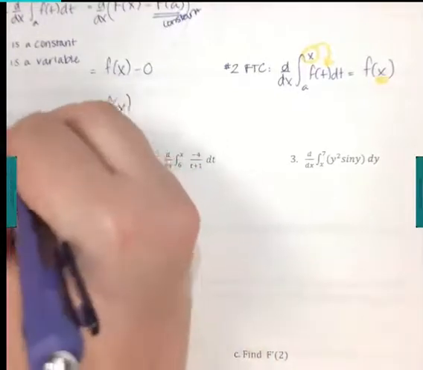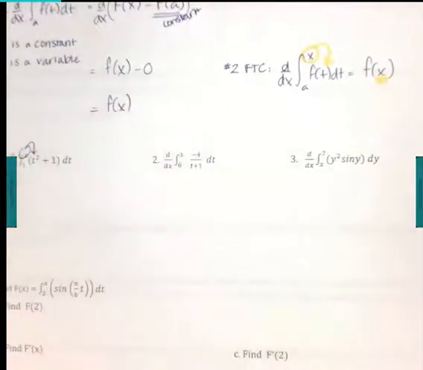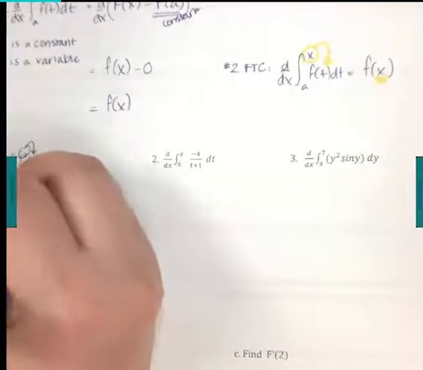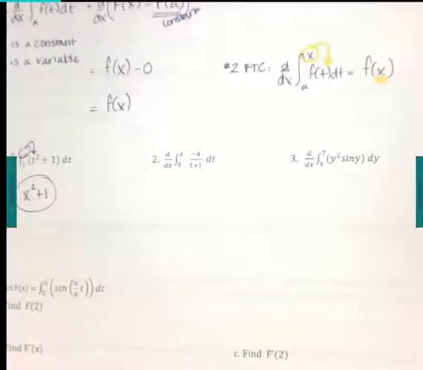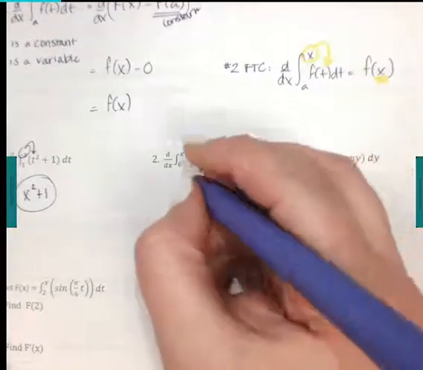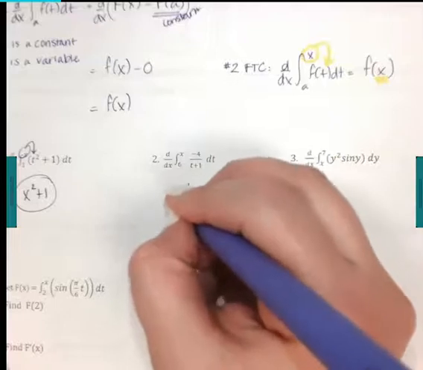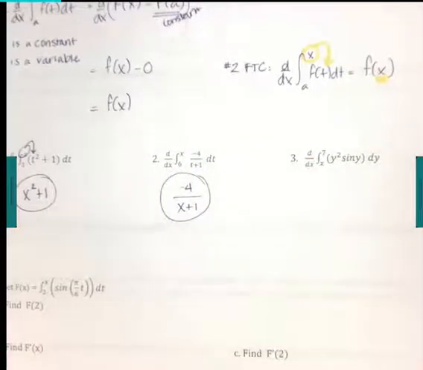You take f of x. Just plug in x instead. So instead of t squared plus 1, now it's just x squared plus 1. Easy. Number 2. It'll get harder, but for now. Okay, number 2, what do we do? Derivative of an integral, what happens? Just change the t to an x and you're done. So instead of negative 4 over t plus 1, it's negative 4 over x plus 1.